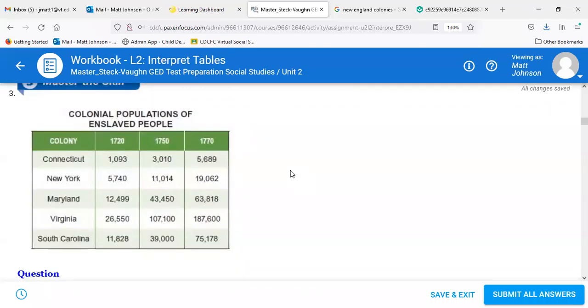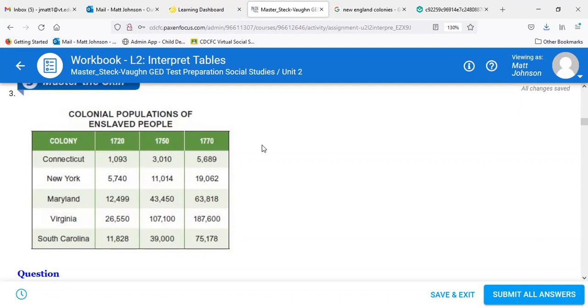Okay, and new table, colonial populations of enslaved people. So here, our first row is the colonies, right? Connecticut, New York, Maryland, Virginia, South Carolina. The second one we have, it's based on time. So the columns 1720, 1750, and 1770. And then our rows across will show the population of enslaved people there. So steady growth, obviously, between the year 1720 and 1770.